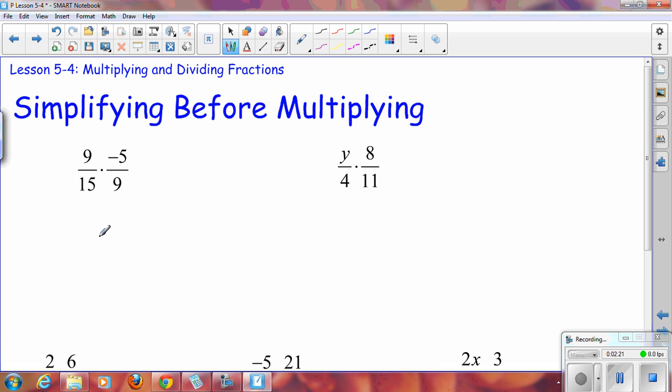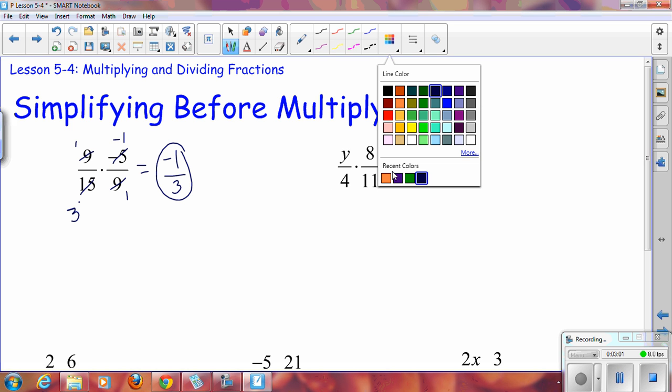Okay, sometimes you can simplify before you multiply. So you look and you see if there's something on the top that can be simplified with something on the bottom. For example, 9 and 9 are both divisible by 9. So they divide out to 1 and 1. -5 and 15 are both divisible by 5. Don't forget to rewrite that negative. It's -1 and not negative 3. 1 times -1 is -1. 3 times 1 is 3. So your answer there is -1/3.